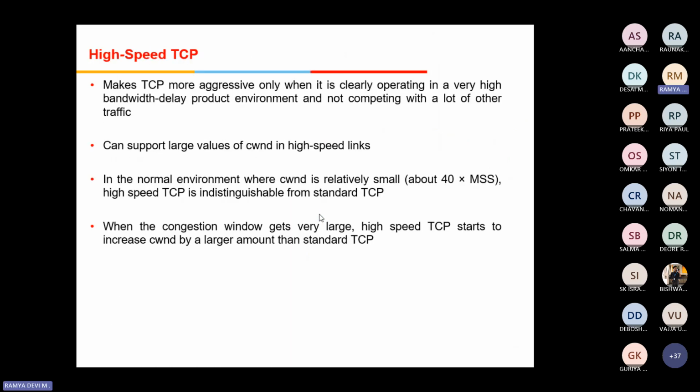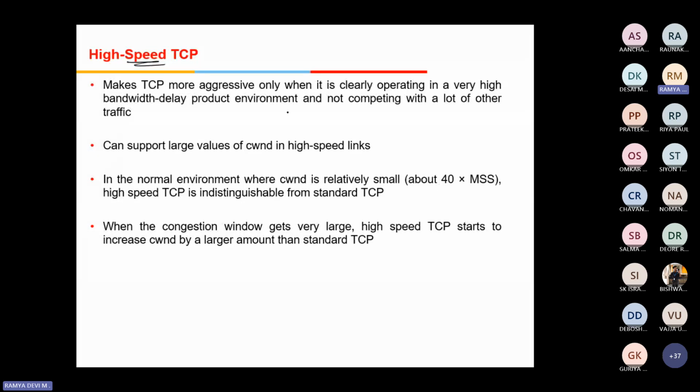So high speed TCP is designed to overcome the limitation of standard TCP, that too for providing higher bandwidth in high delay networks. Traditional TCP increases its congestion window very slowly, right? So it will be inefficient for fully utilizing high speed links. So high speed TCP modifies this behavior to become more aggressive, right?